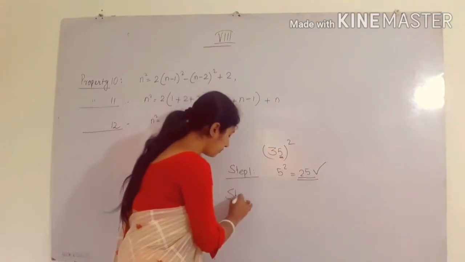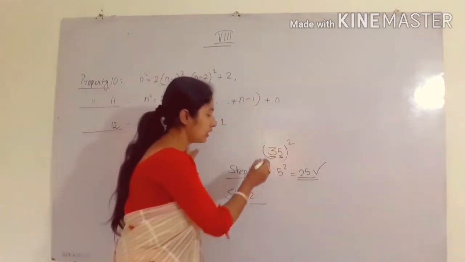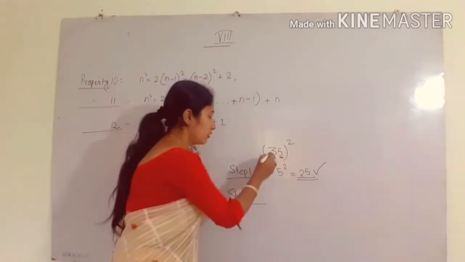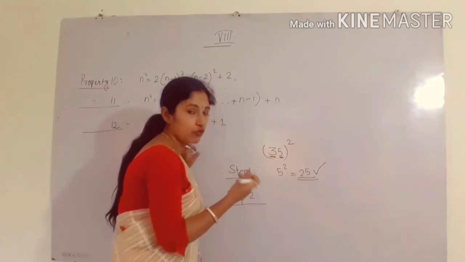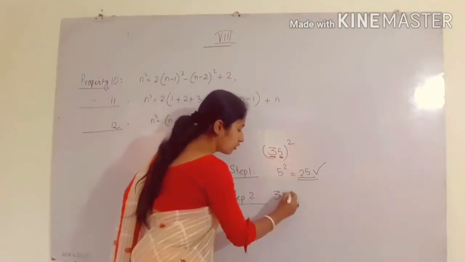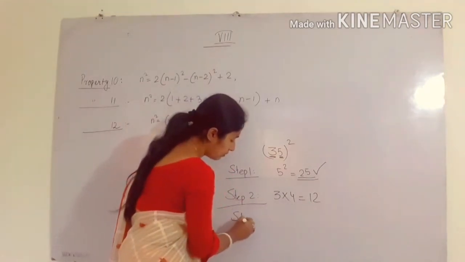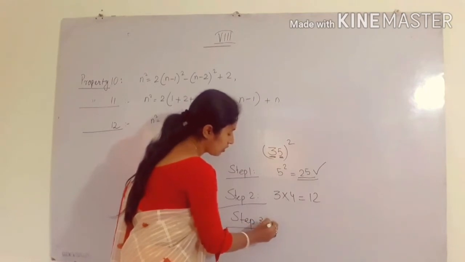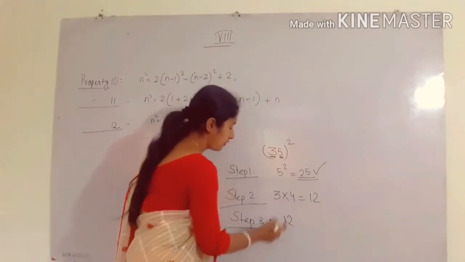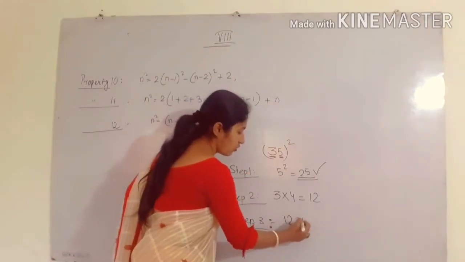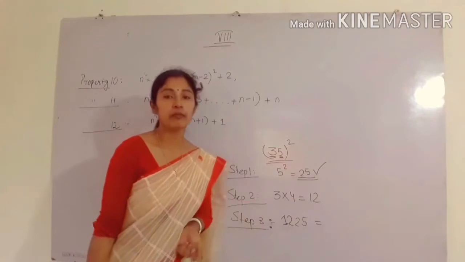And then in the next step, what do I have to do? I have to take the tens digit place number. In the tens place we have 3. So you have to multiply 3 with the next number. After 3, what number comes? 4. So you have to multiply 3 with 4. You will get 12. So we have to write 12. Then after that, in step 1 what we got? 25. So this is 1, 2, 2, 5. This will be the square of 35.